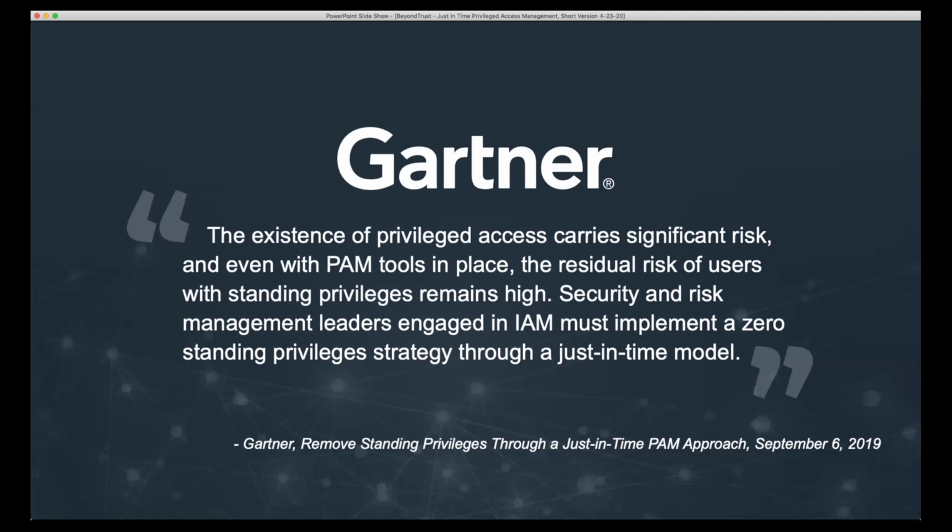Now, just to give you some relevance here and to make sure you understand that this isn't a pipe dream, Gartner states and recommends that this is the way to go forward. The existence of privileged access carries significant risk. Even when PAM tools are in place, the residual risk of users with standing privileges, that's the always-on concept that I talked about, remains high. Security and risk management leaders engaged in identity and access management must implement a zero standing privilege strategy through just-in-time. That's also zero trust when applied to the user and applied to privileges. This is key.